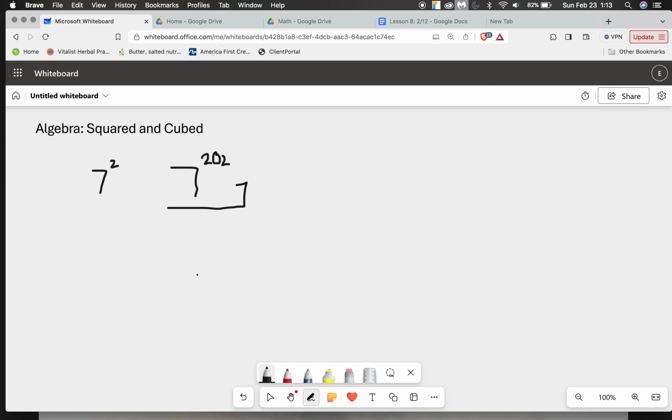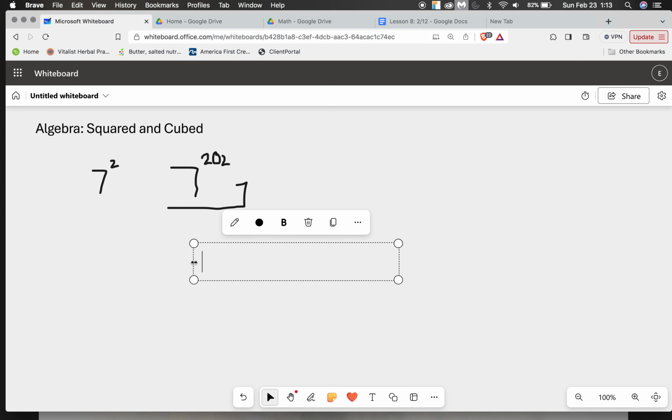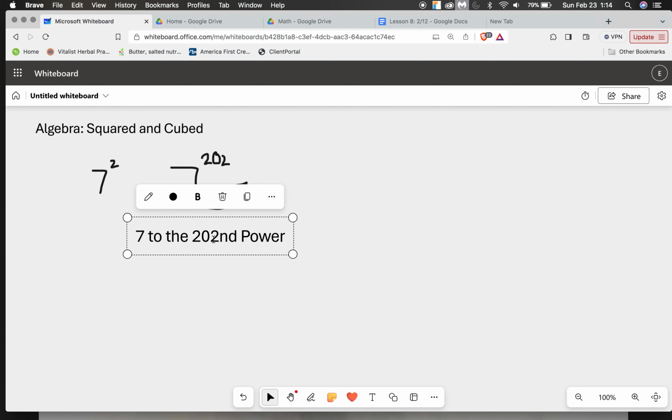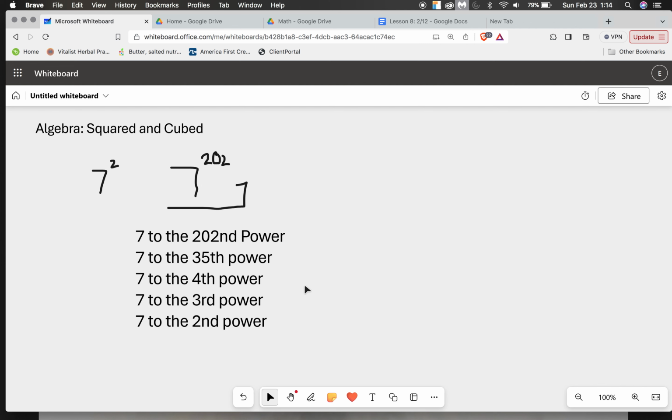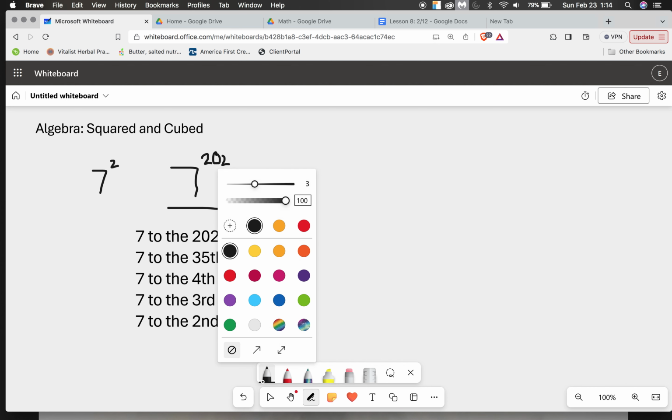But for the most part we would refer to this as 7 to the 202nd power. You've heard me say that before in other videos. You could also have 7 to the 35th power, 7 to the 4th power, 7 to the 3rd power, and 7 to the 2nd power. And for the most part, we'll refer to them as 7 to the whatever number power. But in 2 cases, we have special terms to refer to these.